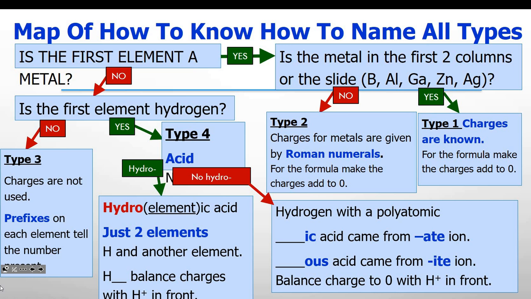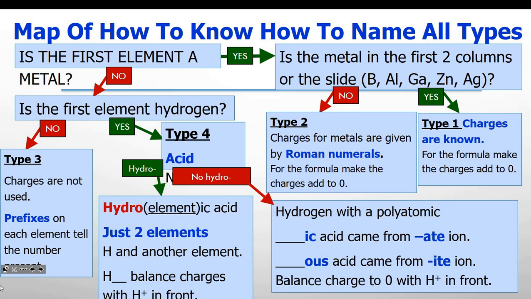Remember that you can add to this map however it helps you to remember things. If you've forgotten your Roman numerals, you can add your Roman numerals there. You can tell you type 1, our column 1 is +1, column 2 is +2. Boron, aluminum, gallium are +3, zinc's +2, and silver's +1. You can add in type 3 the prefixes mono, di, tri, tetra. So you have everything in one spot that you can go back and look at, and you have a map to be able to name or go backwards and find the formula.